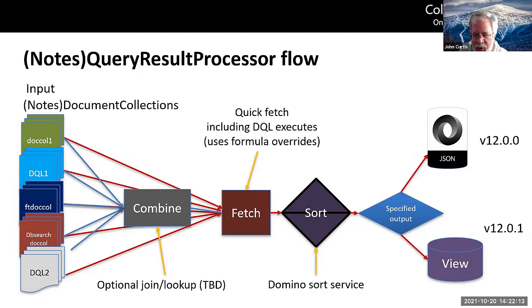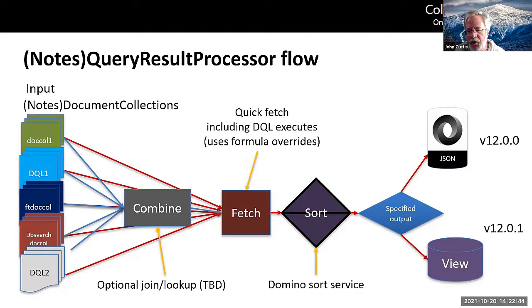This picture shows you, on the left, you've got DQL and all your searching methods of doing things: DB search, full text. You can add to a document collection one at a time and do it by hand. The combined piece is not done yet. It's TBD. That is the join piece. But we do have currently the fetch, which pulls things very quickly from NSF using NSF search optimized. And then that feeds into a sort.